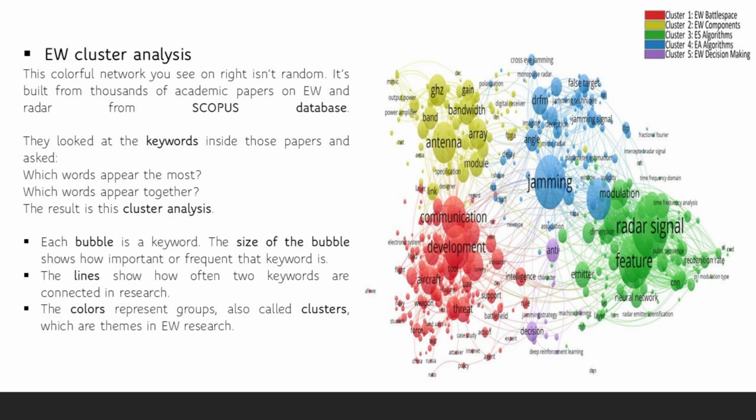Each bubble is a keyword. The size of the bubble shows how important or frequent that keyword is. The lines show how often two keywords are connected in research. The colors represent groups, also called clusters, which are themes in EW research.